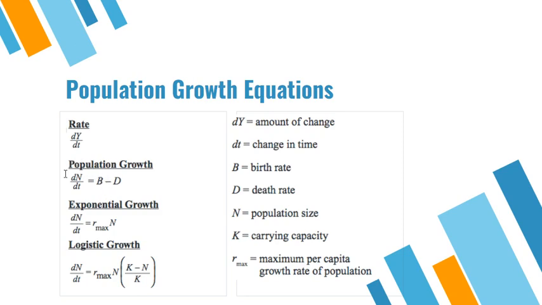So you'll notice that this dN over dt, which is change in N over change in t, change in population over change in time, is seen both here and here. So in the problems, they will tell you if it's exponential growth or logistic growth. So let's take a look at it because I think it's easier to see with examples.